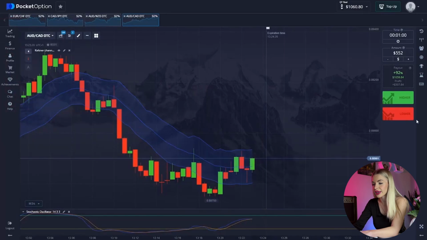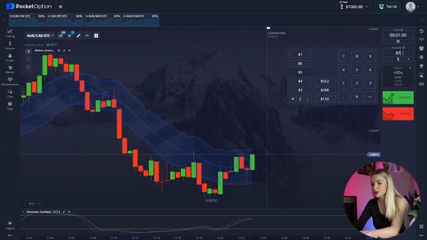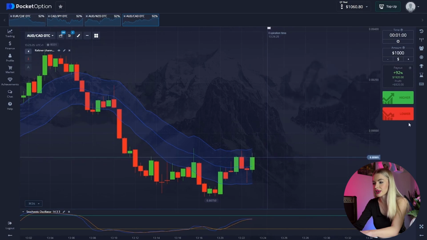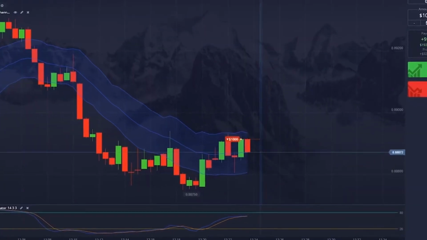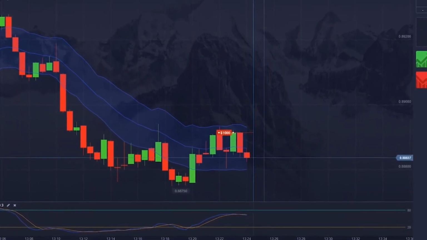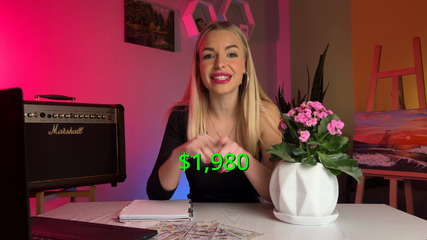Okay, the Aussie and the Canadian dollar, this pair seems to be sideways too, but the bears are pressing down. As we can see, the Keltner channel lines are heading down, betting on a lower. Yeah, that's what I'm talking about. Our wallet now bursting with $1,980. Isn't that just beautiful?